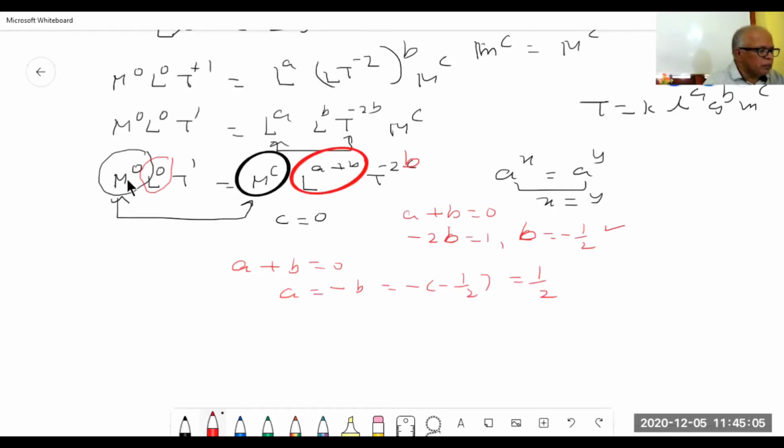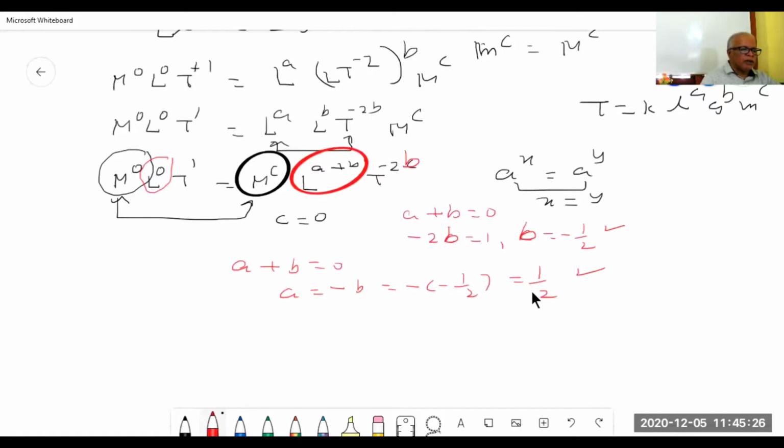You look here, M raised to 0, L raised to 0, T raised to 1 is equal to M raised to C, L raised to A plus B, T raised to minus 2B. So C is equal to 0, A plus B is equal to 0, minus 2B is equal to 1, B is equal to minus 1 by 2, so A is equal to 1 by 2. You can directly write it if you know.